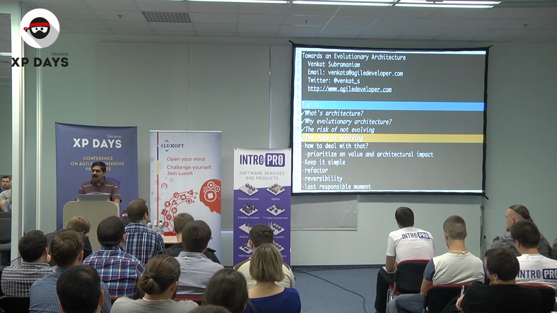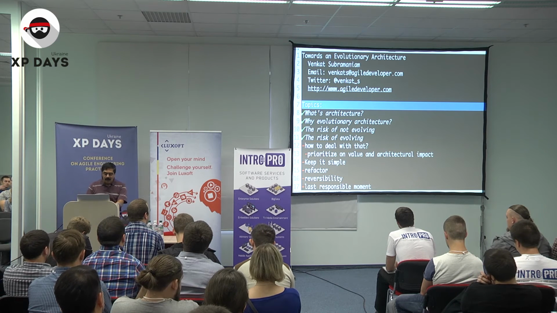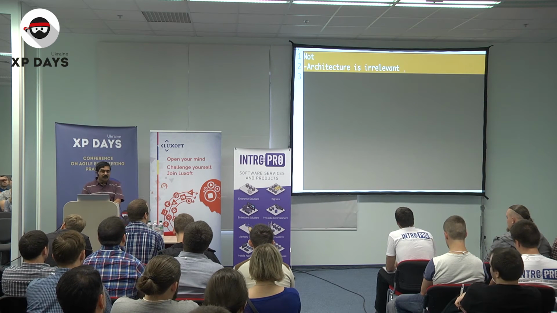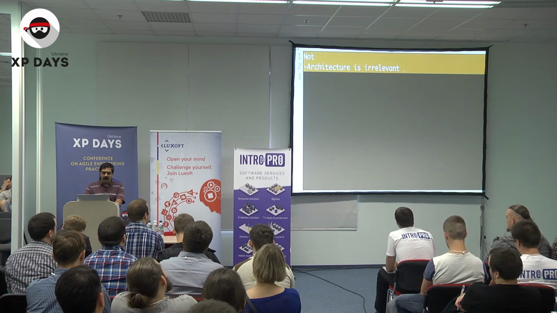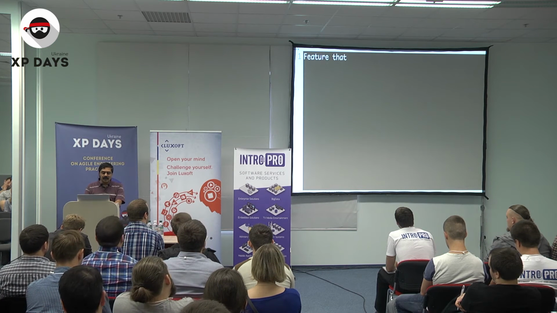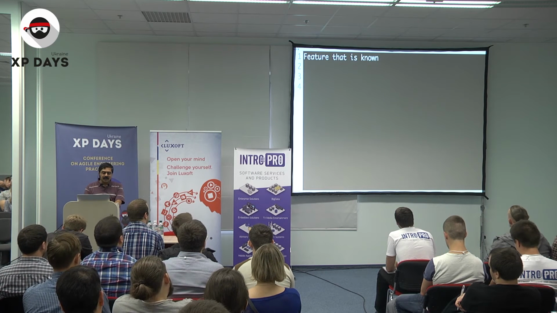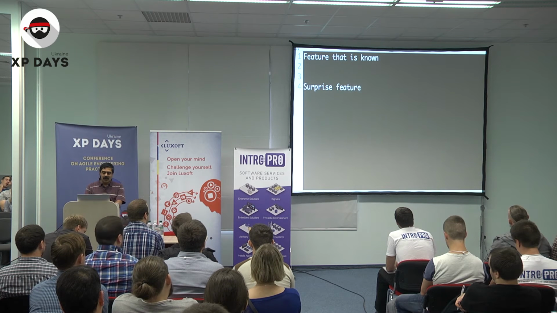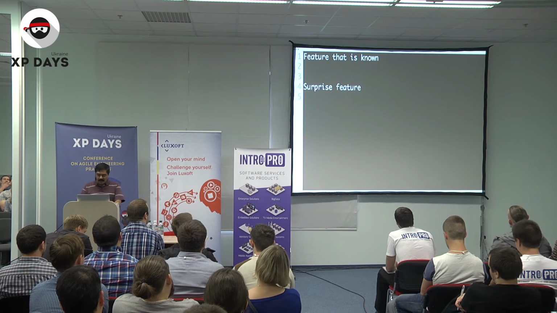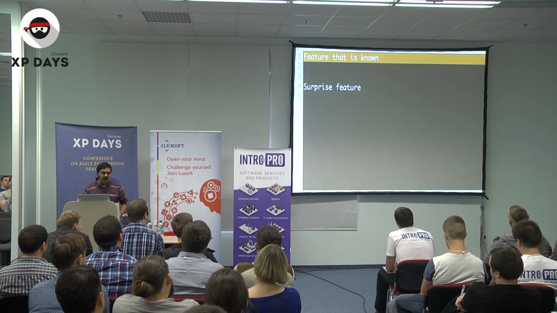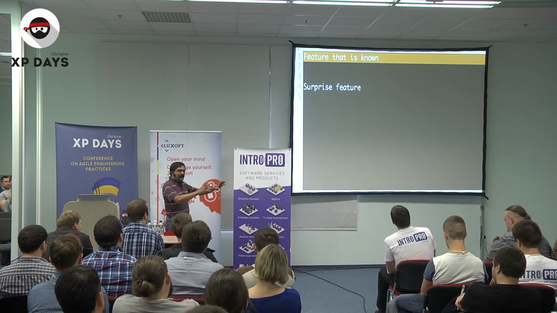There is, though, the risk of evolving as well, and I'm going to say there are 2 ways to think of risk. I'm going to talk about a feature that is known, and then I'm going to talk about a surprise feature. And I want to talk about both of those one at a time. A feature that is known. So we are evolving the architecture.